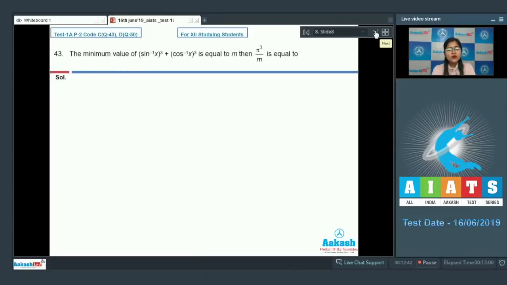Next is question number 43, which says that the minimum value of (sin inverse x)^3 plus (cos inverse x)^3 is equal to m. Then we have to find the value of pi cube upon m. See, we know that (a plus b) whole cube is equal to a cube plus b cube plus 3ab times (a plus b). So let's find the value of a cube plus b cube from here.